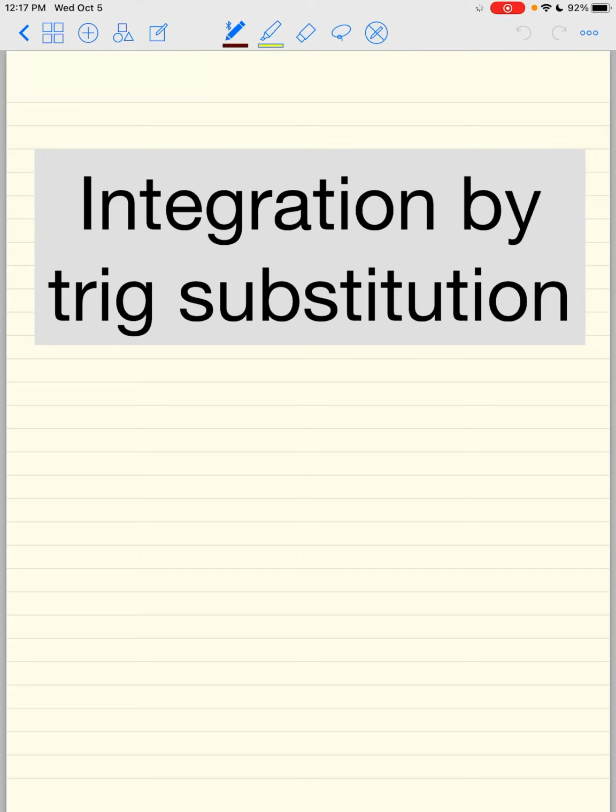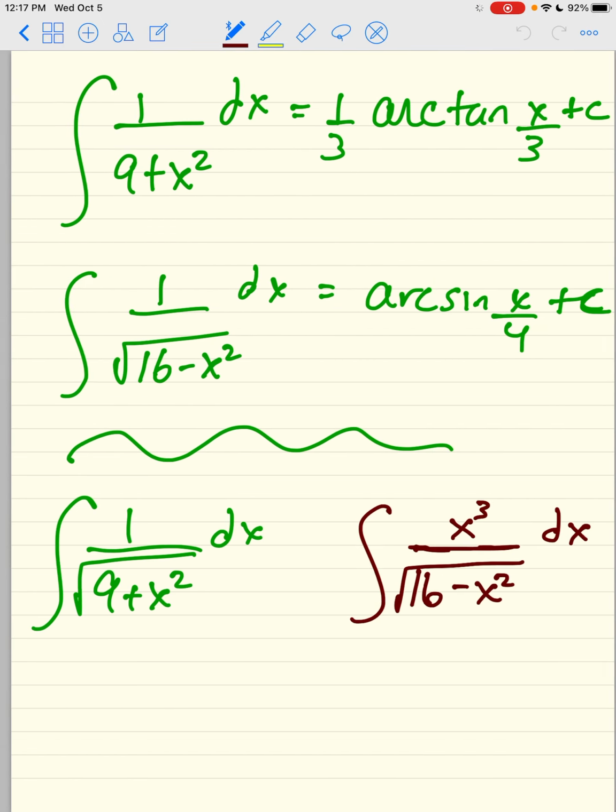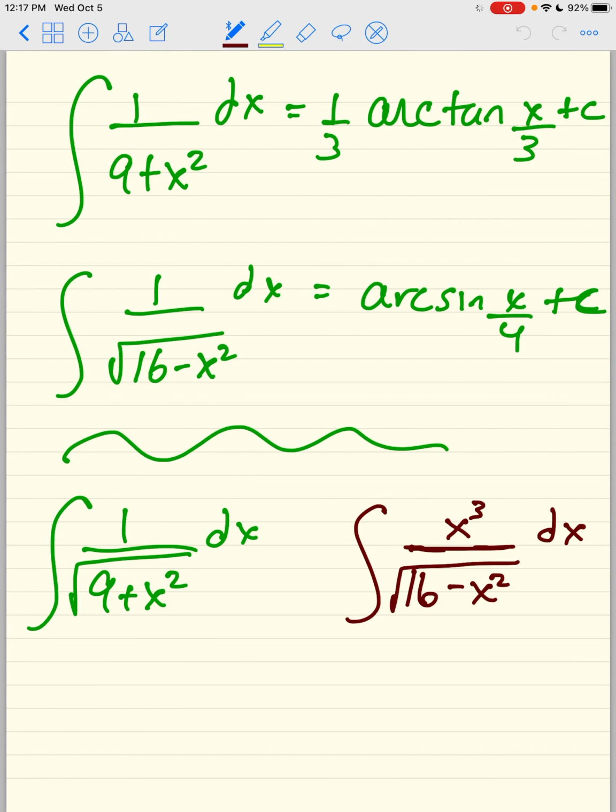Hey guys, welcome back. In this video, I'll teach you about integration by trig substitution. So the first thing that you guys have to do in any of these integral problems is identify what type of problem it is. In this problem here, I have the integral of 1 over 9 plus x squared. That's beautiful because it's an arctan.